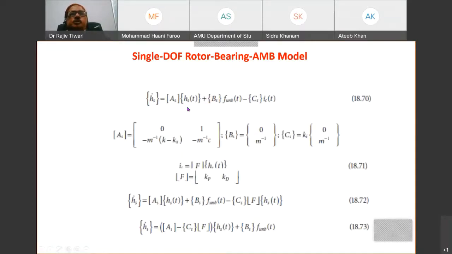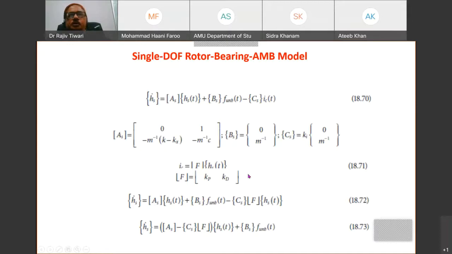So this is the compact form, in matrix form, of the previous equations, in which the A matrix contains all the rotor parameters and magnetic actuator parameters. This is the unbalanced force. This is the controlling current. The controlling current, as I mentioned, is governed by the PD controller law, so that also can be combined like this. Now this has been replaced by F, which contains the KP and KD.